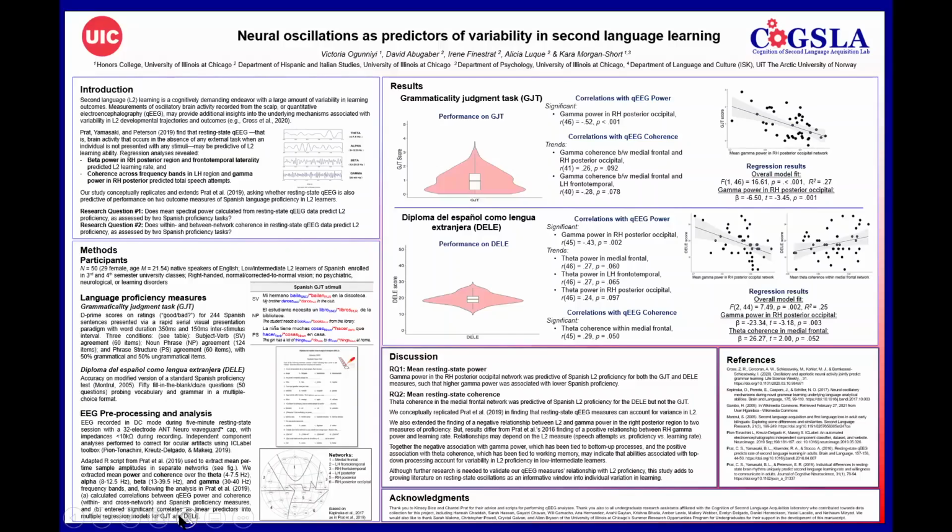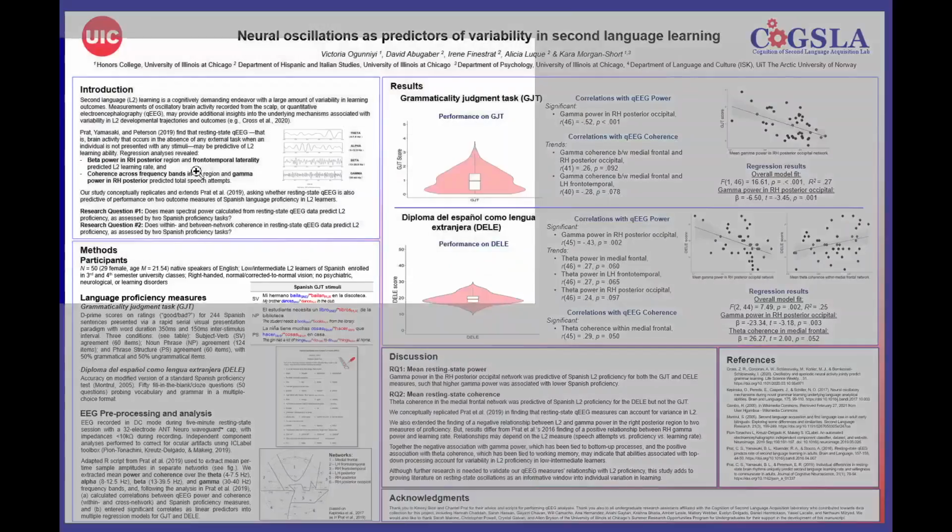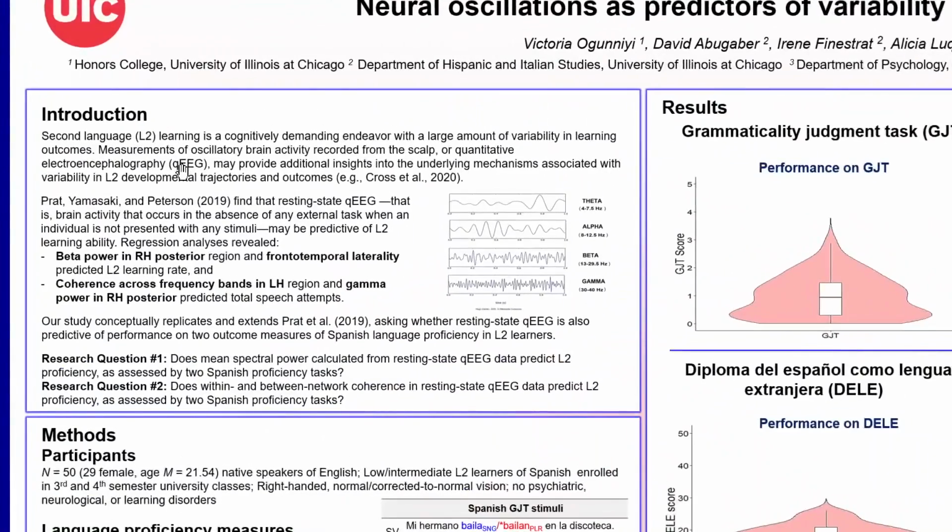The title of my poster is Neural Oscillations as Predictors of Variability in Second Language Learning. So to start with a brief introduction, second language learning is a cognitively demanding endeavor with a large amount of variability in learning outcomes. This variability can be understood in terms of neurocognitive factors, such as measurements of oscillatory brain activity from the scalp, otherwise known as quantitative EEG.